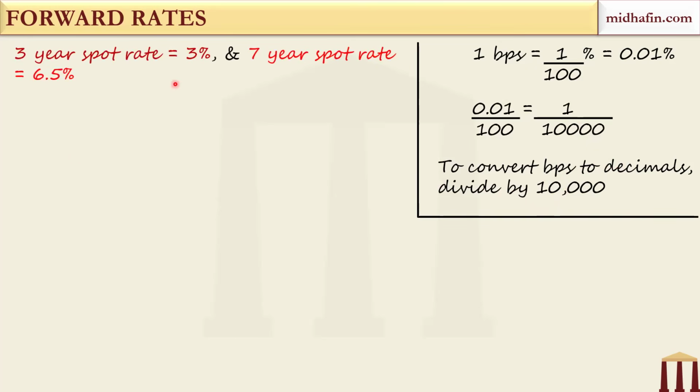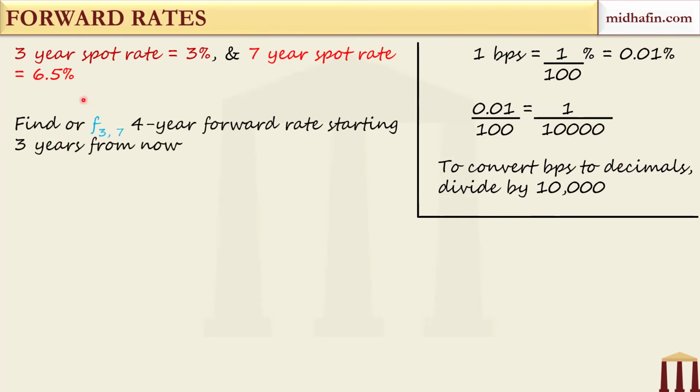The 3-year spot rate is given as 3%. The 7-year spot rate is given as 6.5%. You need to find out F3,7. So 3,7 means the interest rate between 3 and 7. So, the 4-year forward rate starting 3 years from now.